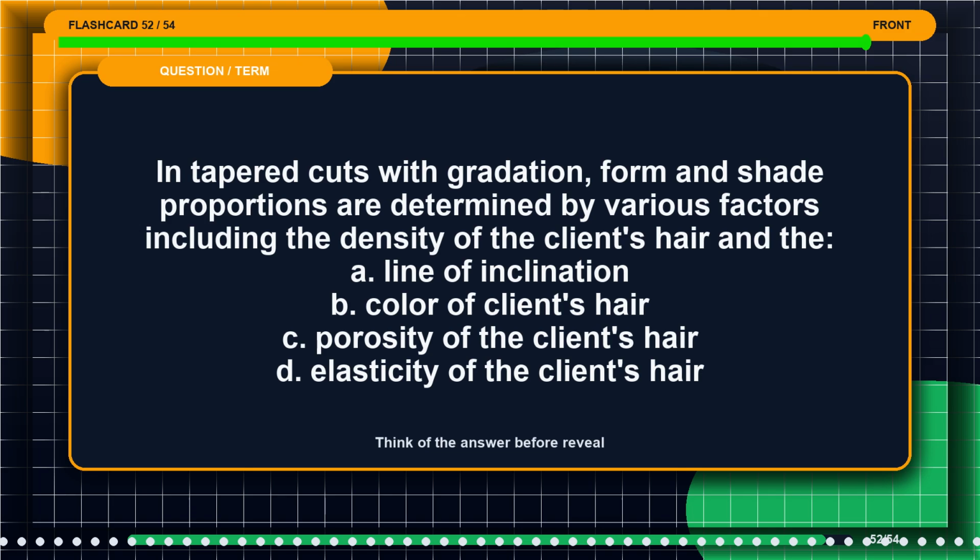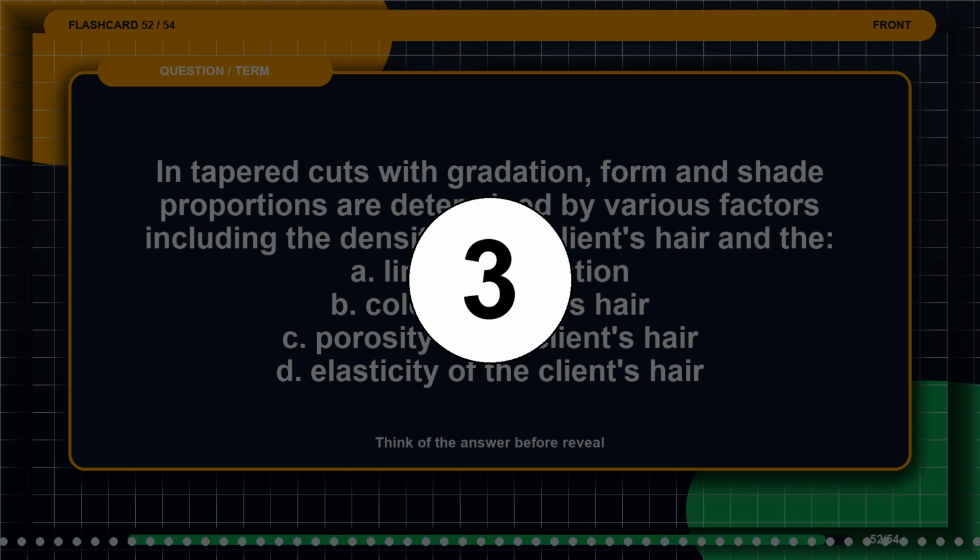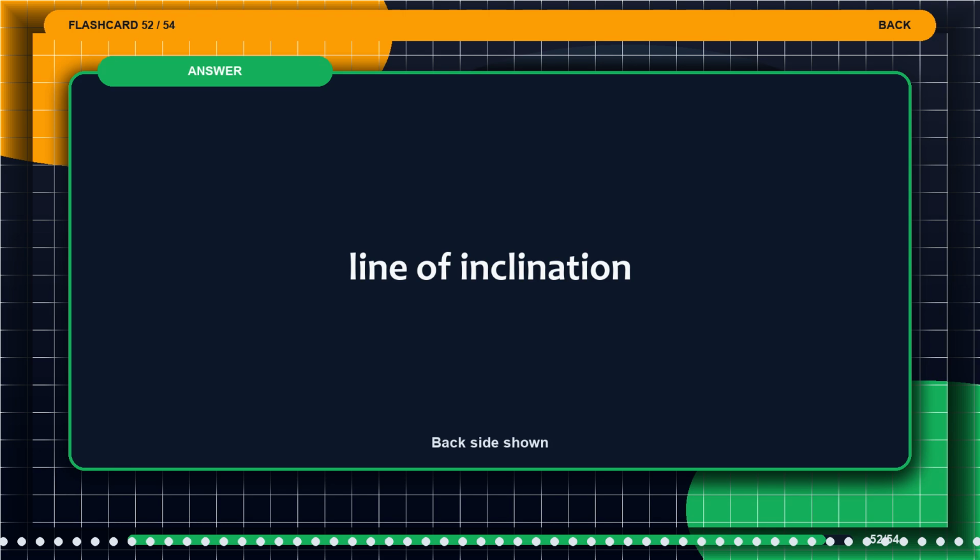Flashcard 52. In tapered cuts with gradation, form and shade proportions are determined by various factors including the density of the client's hair and A. Line of inclination. B. Color of client's hair. C. Porosity of the client's hair. D. Elasticity of the client's hair. Pause and think of the answer before the reveal. The answer is line of inclination.